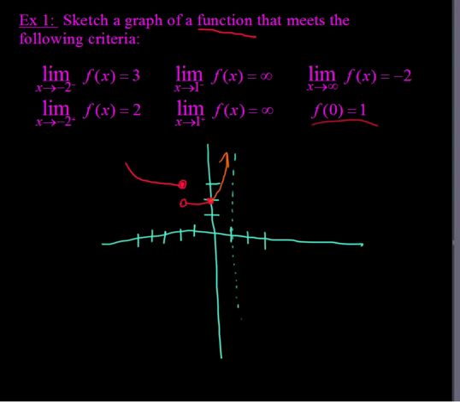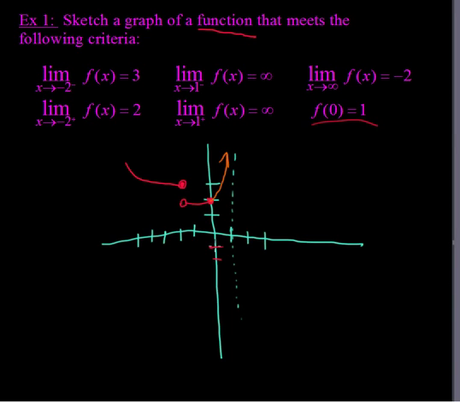It's heading up towards positive infinity. On the other side, as x approaches 1 from the right, it's also heading towards positive infinity. And then meanwhile, just so we know where we're heading, as x goes to infinity, the function is going to negative 2. So that's going to mean we have a horizontal asymptote.